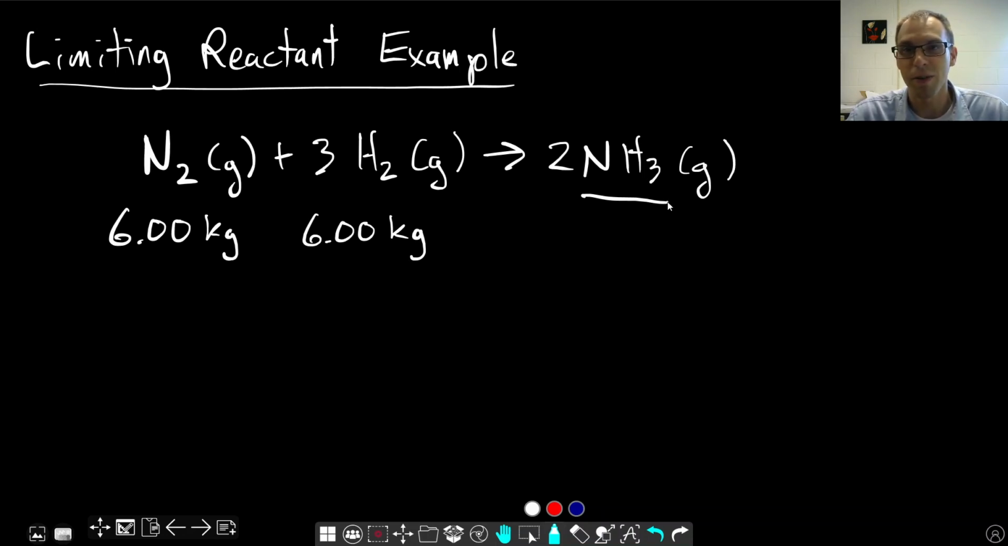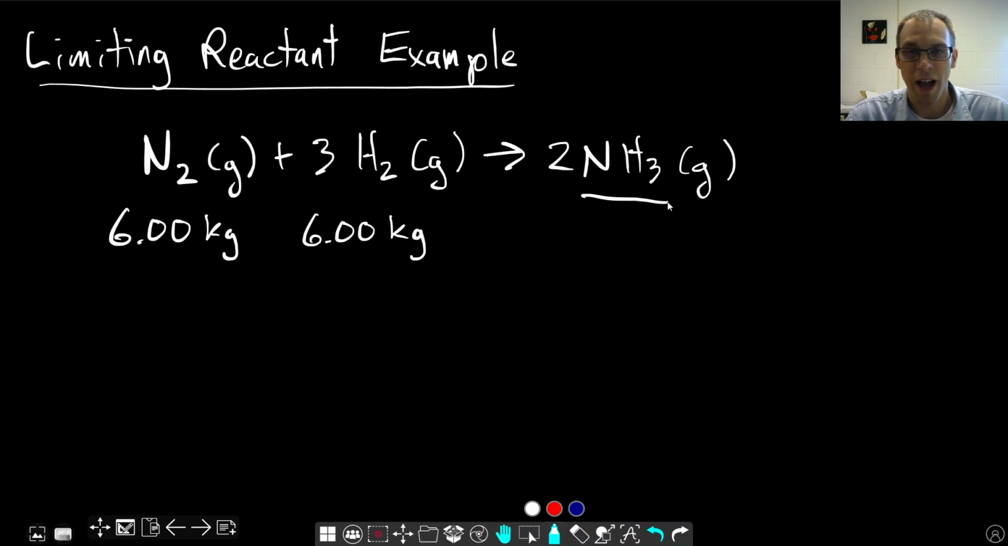So the discovery of this process to convert nitrogen and hydrogen into ammonia was a really important discovery back in the early 1900s. This is a reaction that's commonly done at high temperature and high pressure with a catalyst. We'll talk about catalysts eventually in this class.